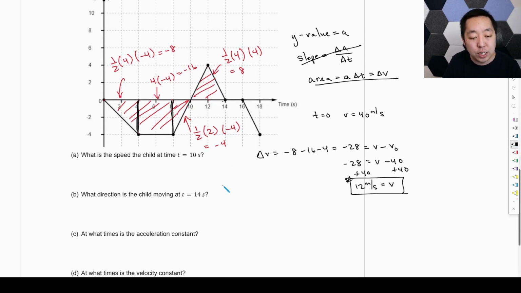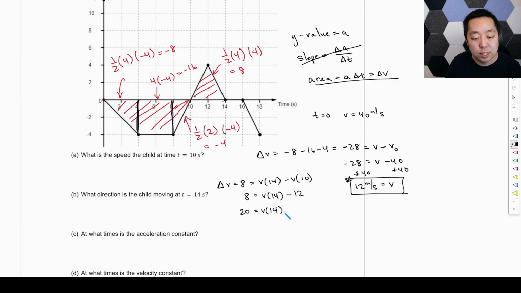You can think about the change. The change in velocity is 8, and that equals the velocity at 14 minus the velocity at 10. Because it's the change from there to there. This is the velocity at time 14. This is not multiplying, this is function notation. Velocity at 10 is 12, so you get 8 here. Then you can add that, and you get 20 is equal to the velocity at 14. So that's 20 meters per second.